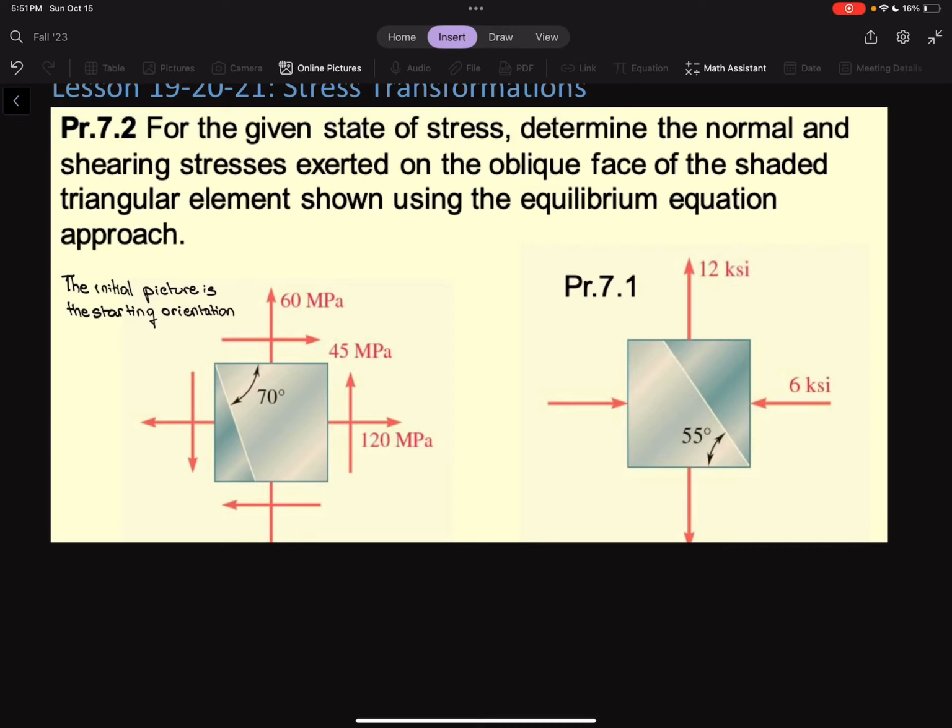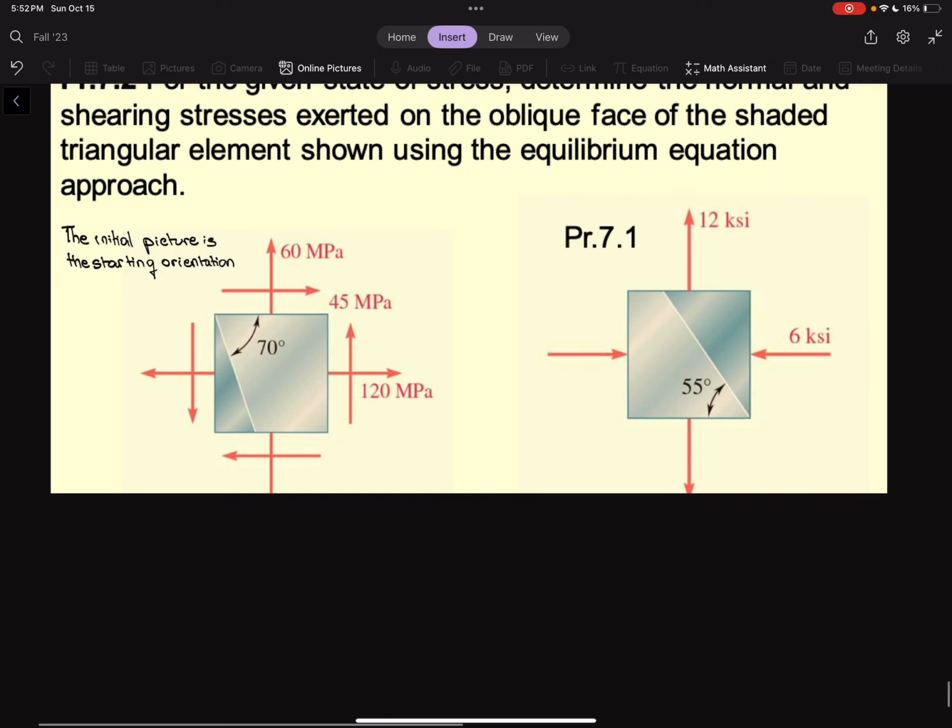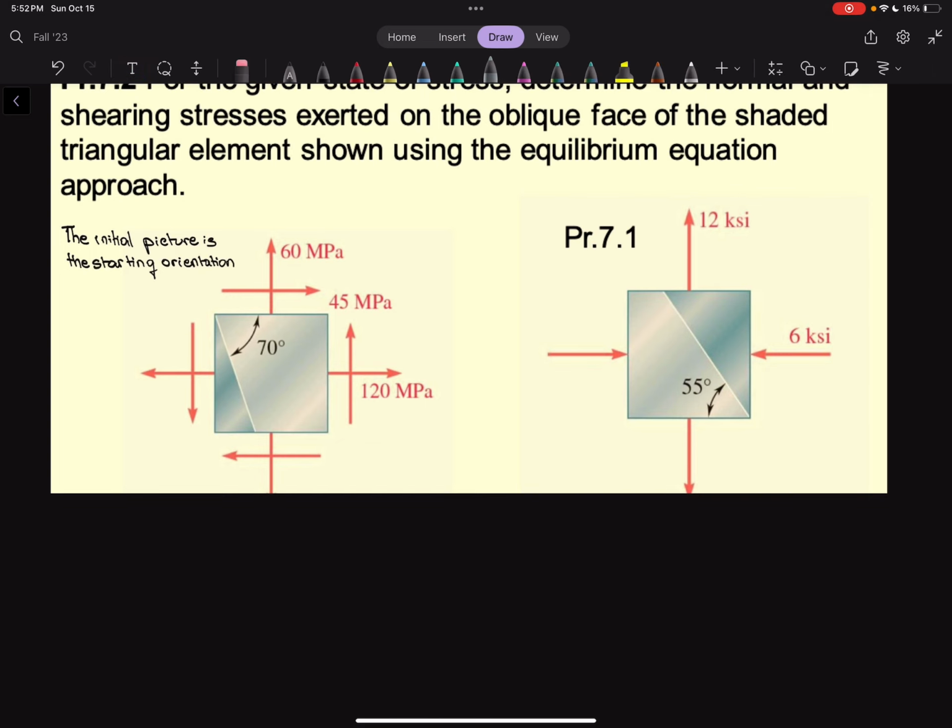For the given state of stress, determine the normal and shearing stresses exerted on the oblique face of the shaded triangular element shown using the equilibrium equation approach. So if you want to use the equilibrium equation approach, all we have to do is realize that we are rotating this 70 degrees clockwise, and this we're rotating it what? Well, let's see. This is 90 minus 55, so that's the 55 degrees.